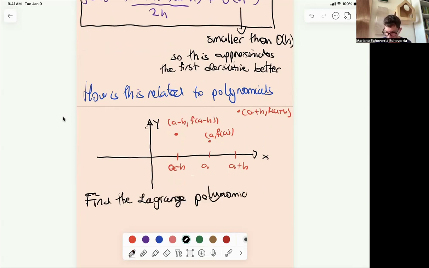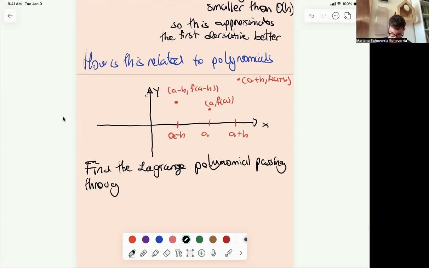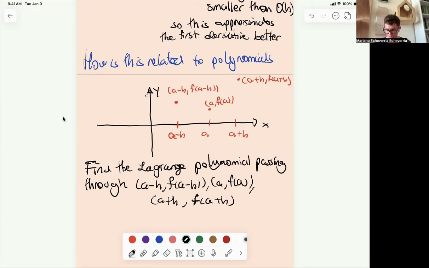Kind of like in the same way we were doing it in the first exam, passing through a minus h, f of a minus h; a, f of a; and a plus h, f of a plus h. So this is a fun exercise. I'll just write down the formula, but it doesn't take too much time to work it out because it's only three points.